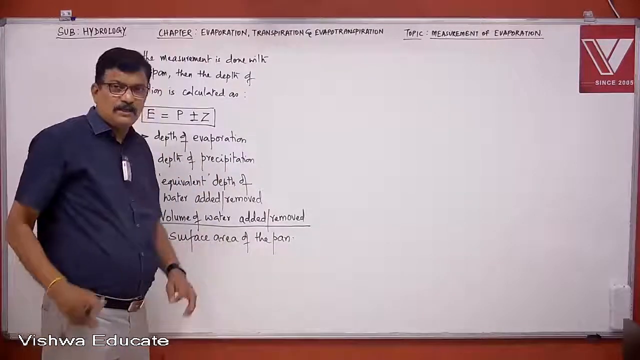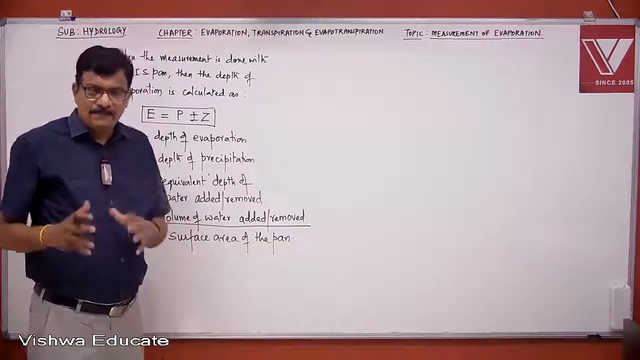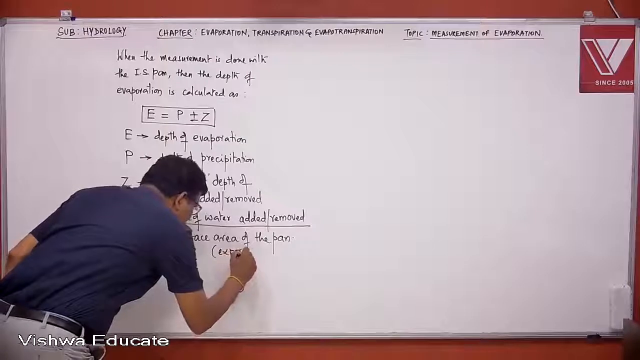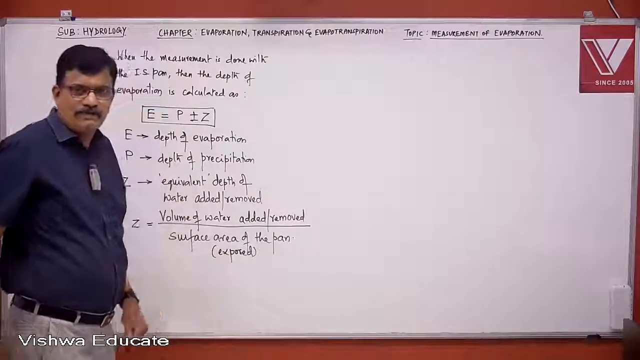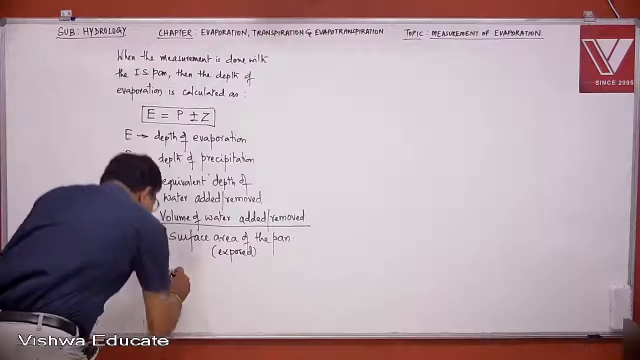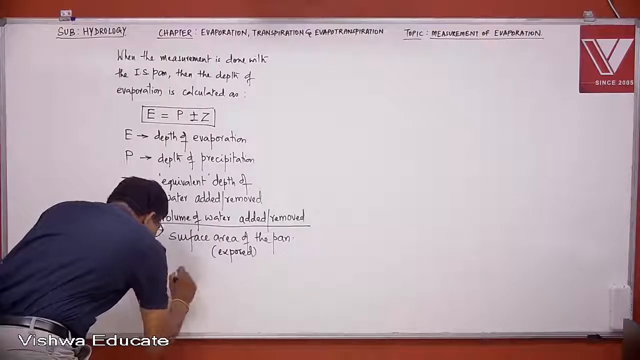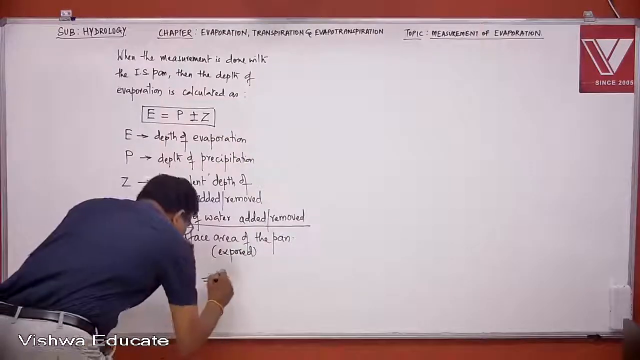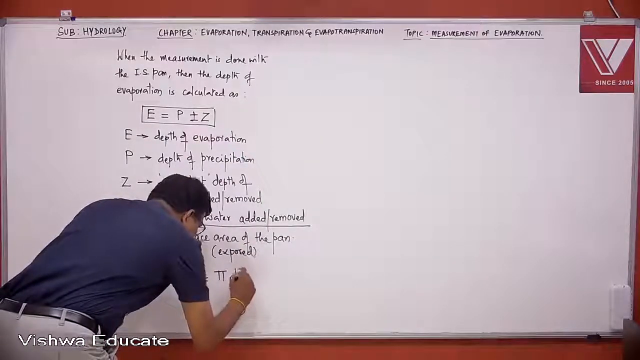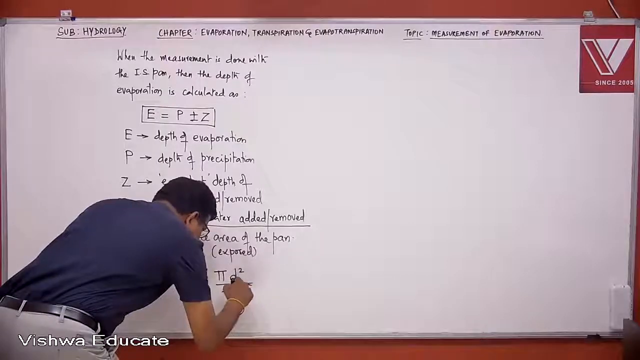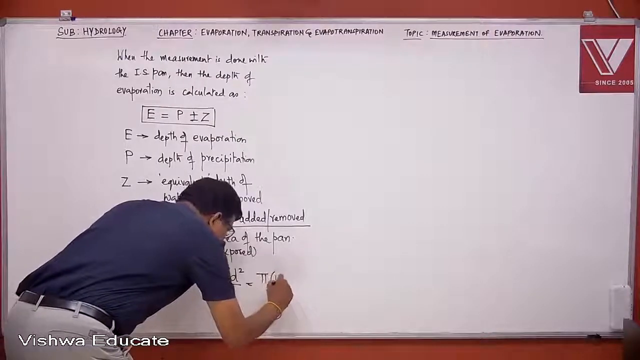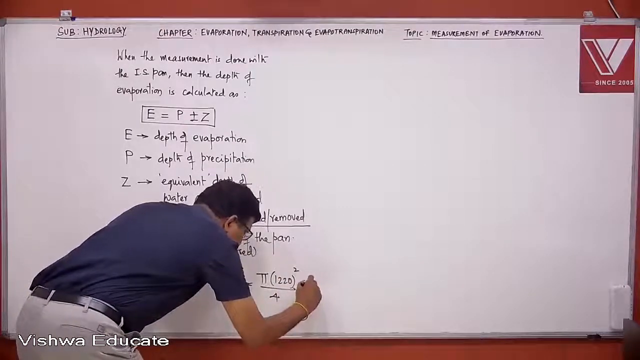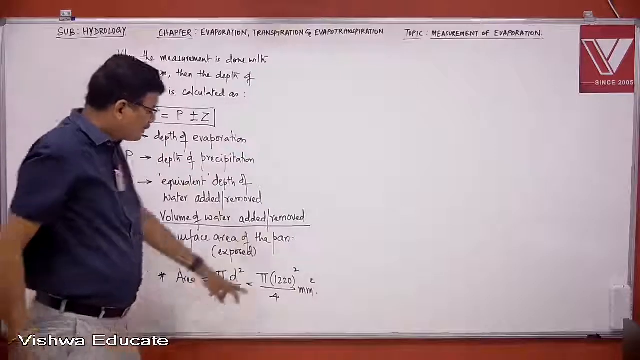Surface area does not mean the lateral surface area. Surface area means the exposed area of the pan for evaporation. The surface area that I am mentioning here is pi into d square by 4, where this d happens to be 1220, so 1220 whole square by 4. This is in millimeter square. We can simplify that later.